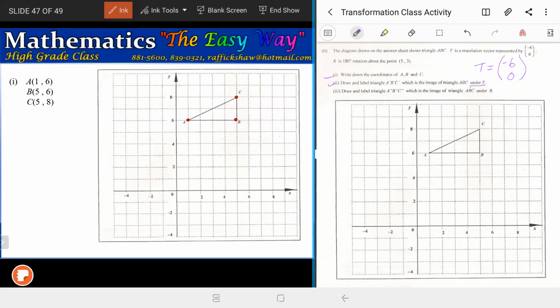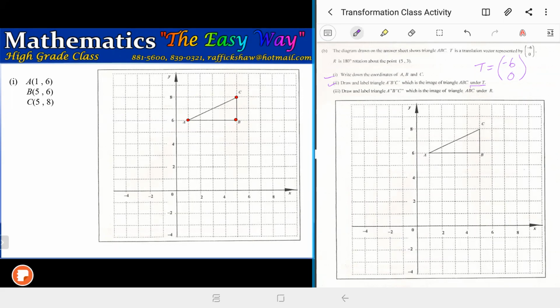So A, I move it 6 units to the left. That's what the negative 6 means, 6 units to the left. 1, 2, 3, 4, 5, 6, coming to here. Move this one 6 units as well. 1, 2, 3, 4, 5, 6, coming to there. Move this one 6. 1, 2, 3, 4, 5, 6, coming to there. Then I draw my triangle. That's all you have to do, 1 point at a time. See, I move A. That's A prime, 6 units to the left.